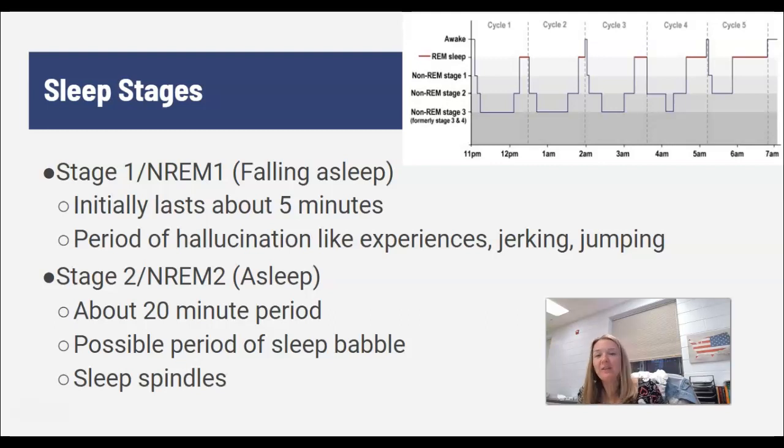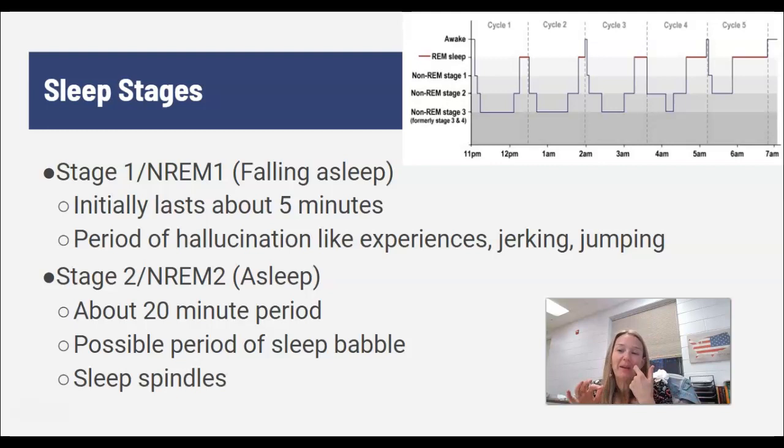Sometimes during this stage, you can have some hallucination type experiences, some jerking, some jumping. So if you are just falling asleep and you think you're dreaming, you're not actually dreaming. That only happens in REM sleep. You're hallucinating. A little bit crazy.